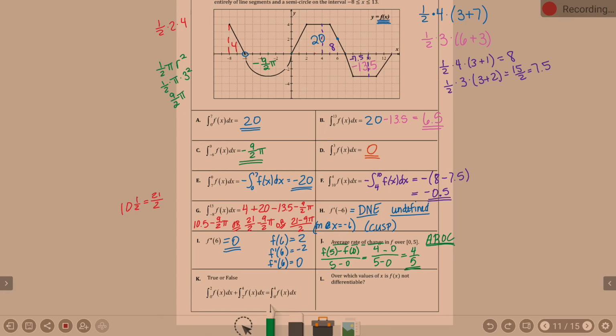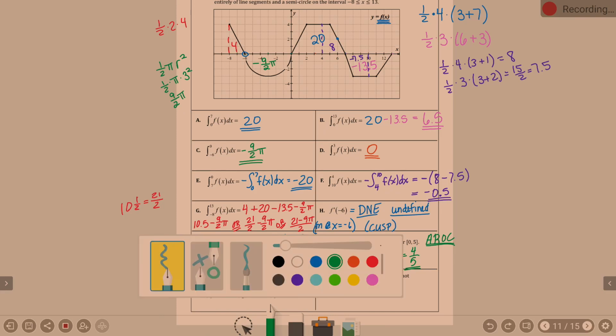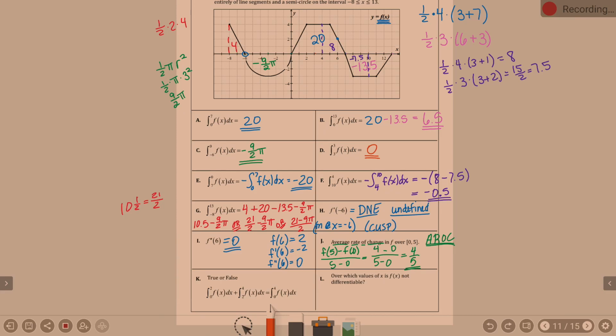Let's look at K. Okay. True or false? The integral from 0 to 2 of f of x plus the integral from 2 to 4 of f of x equals the integral of 0 to 4 of f of x. True. Why? Because it's all the same, it's just splitting them up. It's all the same, just splitting them up? Okay. Yes, I agree. And why do you agree?